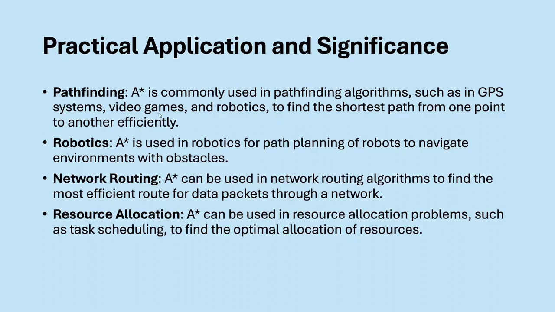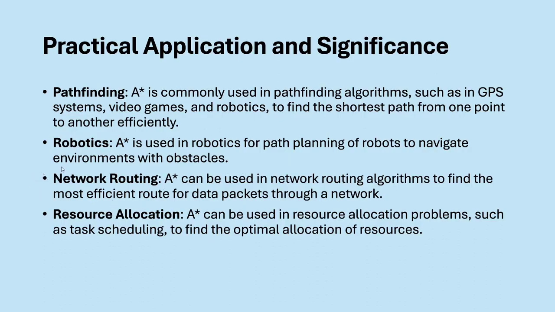Practical application and significance of the A star search algorithm. Pathfinding: A star is commonly used in pathfinding, such as in GPS systems, video games and robotics, to find the shortest path from one point to another efficiently. In robotics, A star is used for path planning of robots to navigate environments with obstacles.